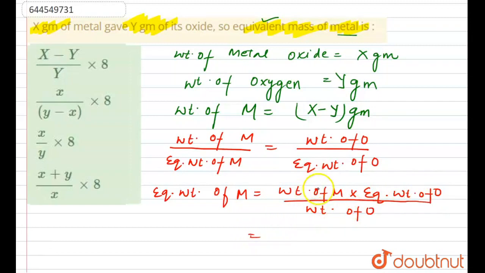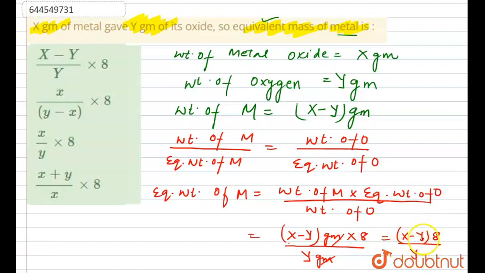Okay, so from here weight of metal is equal to x minus y gram, and equivalent weight of oxygen is 8, and it is further divided by weight of oxygen, that is y gram. So here it is y. So these both units cancel out and it becomes unitless. So the answer comes out as (x minus y) multiplied by 8 divided by y. Okay, so from here the correct option we have is option number A, and it is the answer.